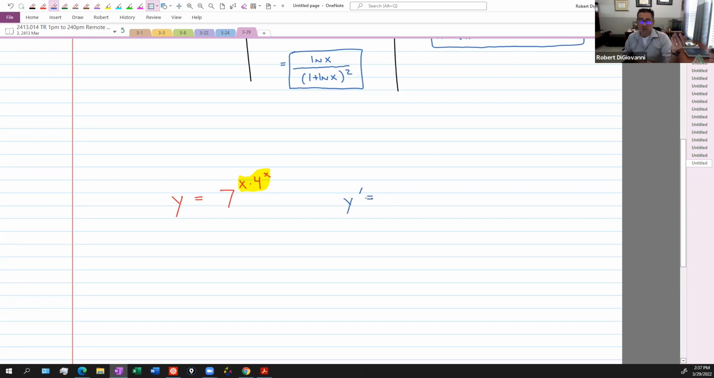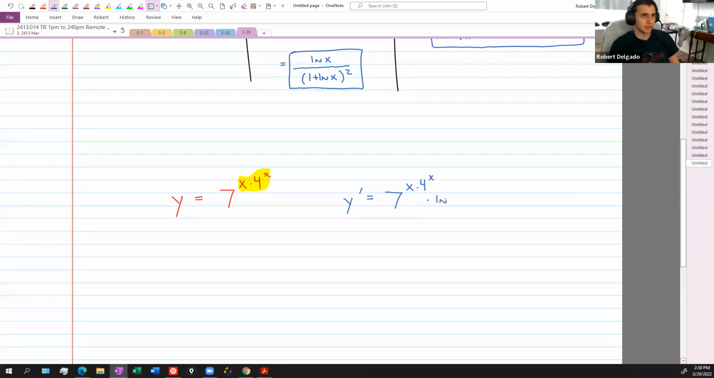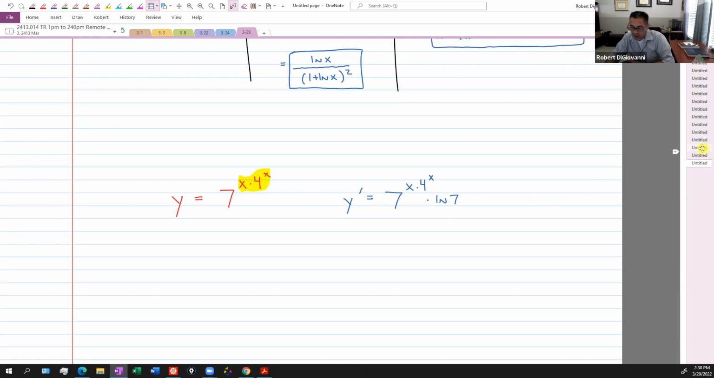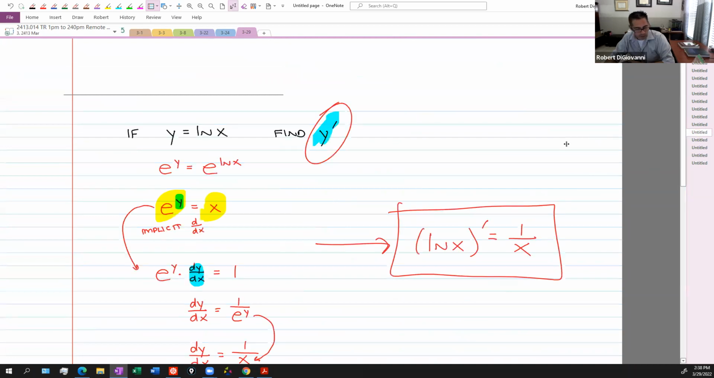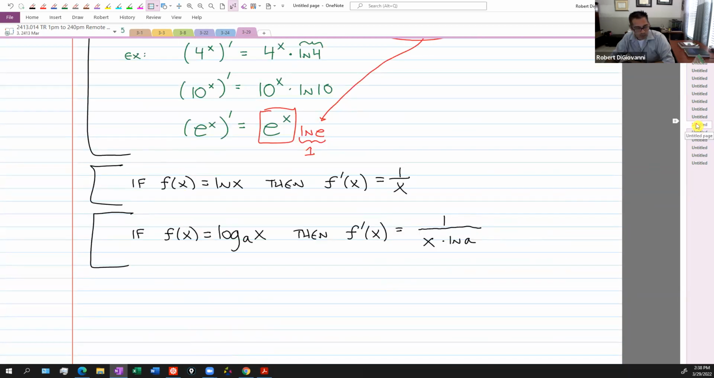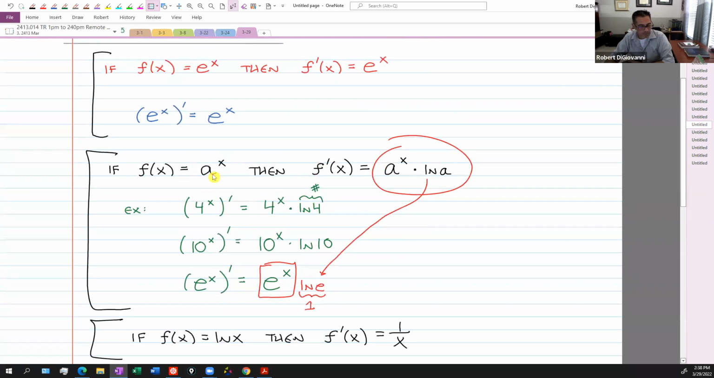Well, the derivative of 7 to a power is itself. But because it's a 7 and not an e, what do I have to tack on to the side of this? Natural log of 7. So that is using this rule right here: if you're taking the derivative of a to the x, it'll be itself, a to the x, times natural log of a. That's what I'm using.